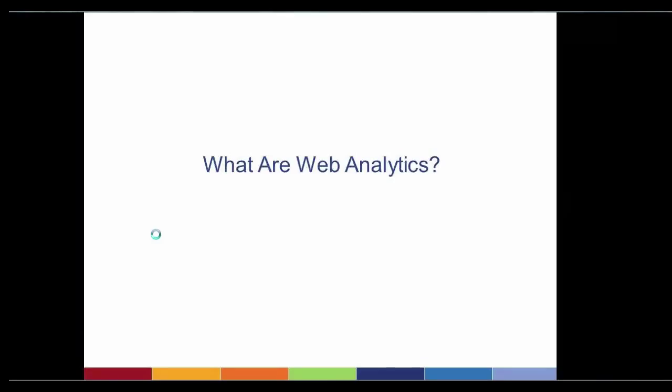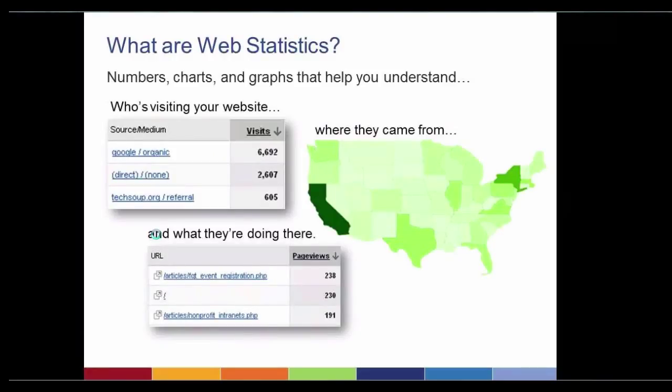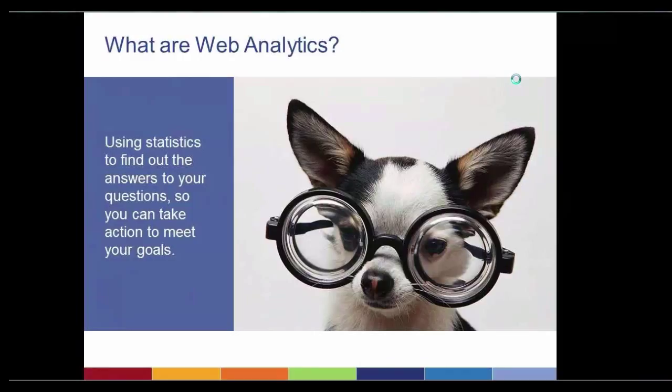All right, so let's get started in talking a little bit about what web analytics are and what statistics are. So let's start with statistics. Statistics are the data, the numbers, the charts, the graphs that help you understand stuff. So who's visiting, what they're doing there, where they came from, both geographically and site-wise. These are all things that we're going to be talking about in a lot more detail. Terrific. So those are statistics.